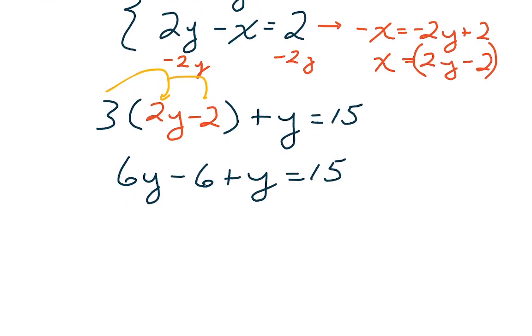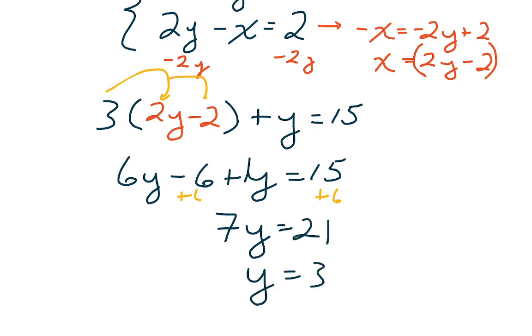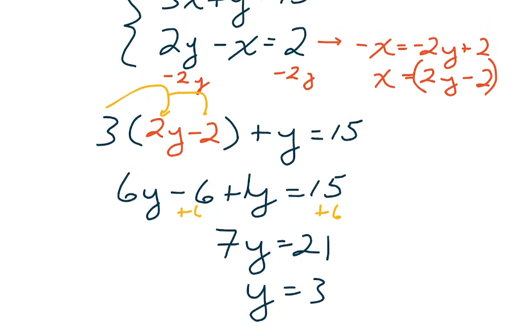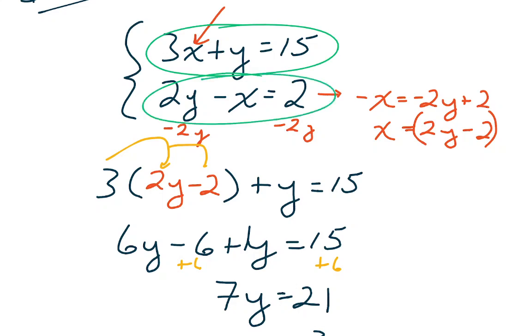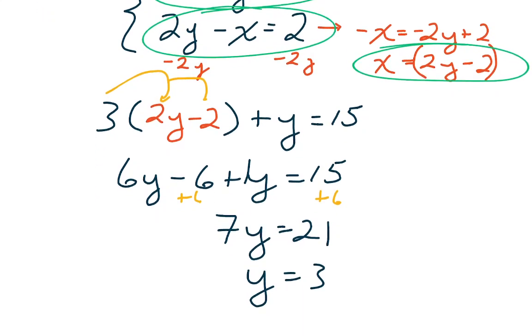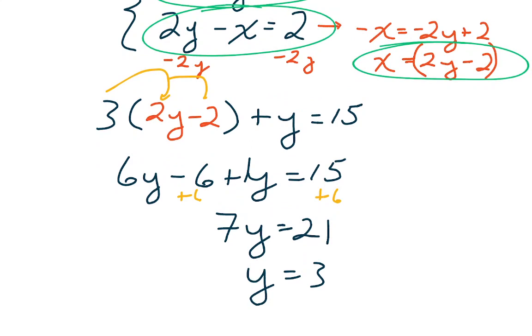Now I've got y in a couple places. I've got a 6y and a 1y, so that of course gives me 7y. If you add 6 to both sides, that'll get you 21. So now we know that y equals 3. Now you can take y equals 3 and you can plug it back into either the top equation, the middle equation, or even this revised version of the middle equation. Look at that revised version. It's pretty easy to plug in y equals 3 because it's already solved for x.